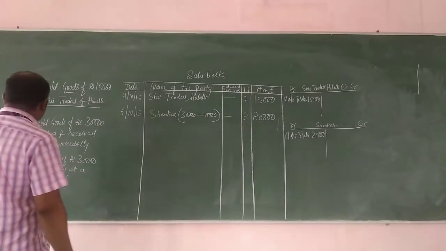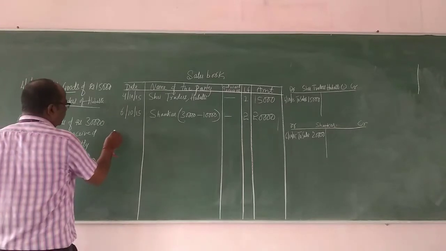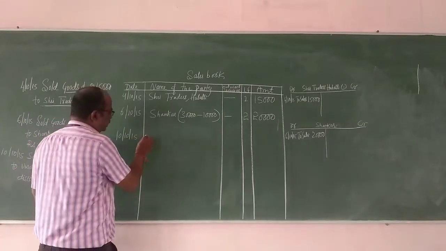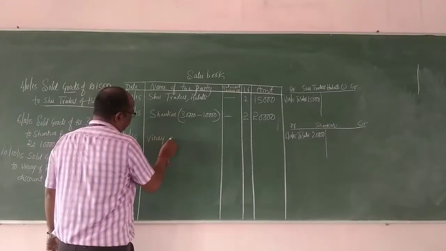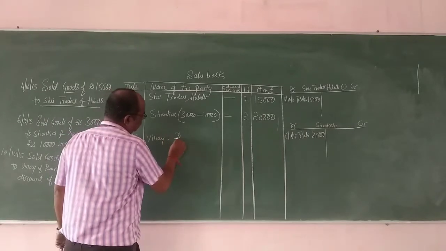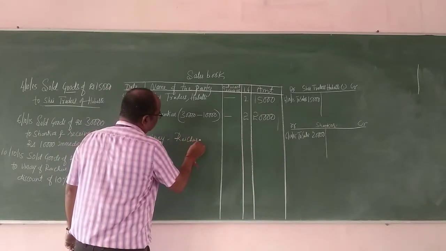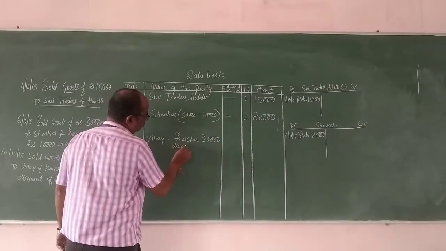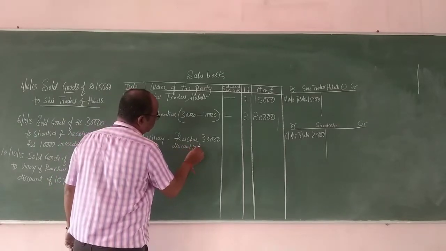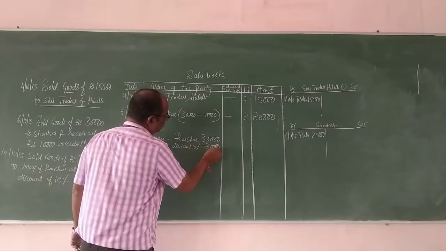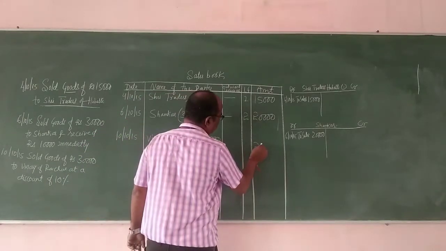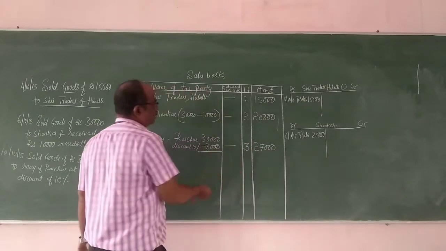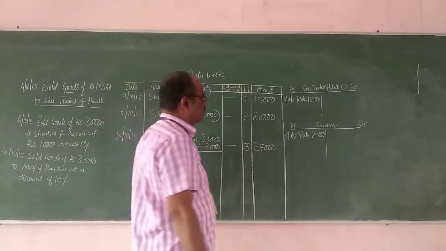So here in the sales book, you are supposed to show the net amount. 10/10/2015 Vinay of Raichur, 30,000, discount 10% minus 3,000. You will show the net amount 27,000. Page number 3. You can write any imaginary outward invoice number.